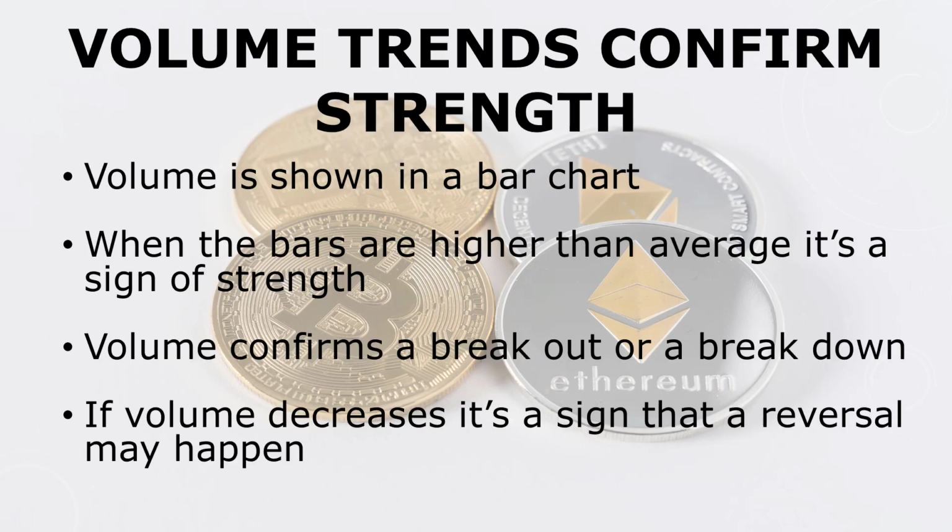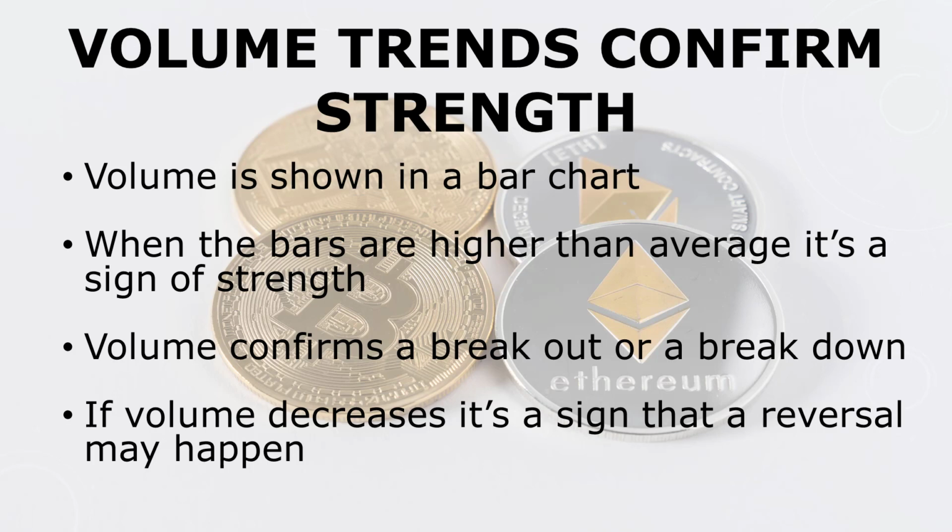In crypto, we use bar charts to quickly determine the level of volume. These volume bars can help you spot trends. When the bars are higher than average, it is a sign of strength at that particular time and price. So basically, these bar charts of volume are used to confirm price trend. If the volume increases when the price moves up or down, it is considered a price movement with strength.